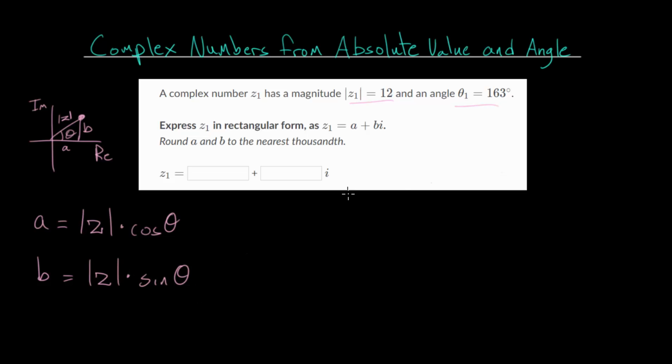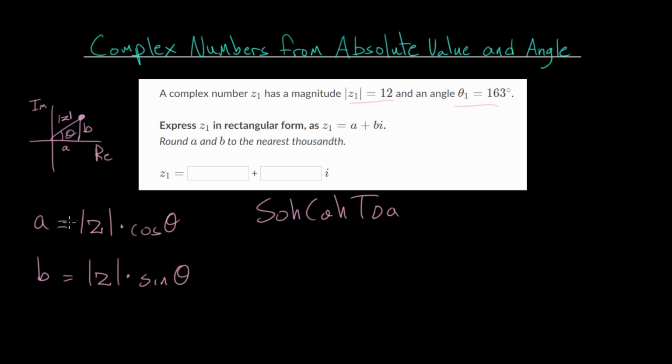Since remember the trig definition, SOH CAH TOA, the cosine deals with the adjacent divided by the hypotenuse. You can imagine just dividing by the absolute value of z and then multiplying both sides by that to solve for a. And likewise, the sine of theta deals with the opposite divided by the hypotenuse. And again, we multiply both sides by that magnitude of z.